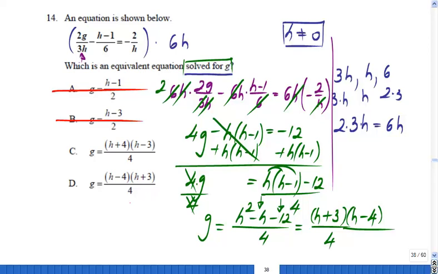Which means the answer to this problem is going to be D, because if you do the FOIL in here, you will get h squared minus h minus 12 over 4, or if you work backwards, and or forward if you want, and factor this trinomial in here, that's what you're going to get, h plus 3 times h minus 4. Okay, and this is one way to solve this problem.